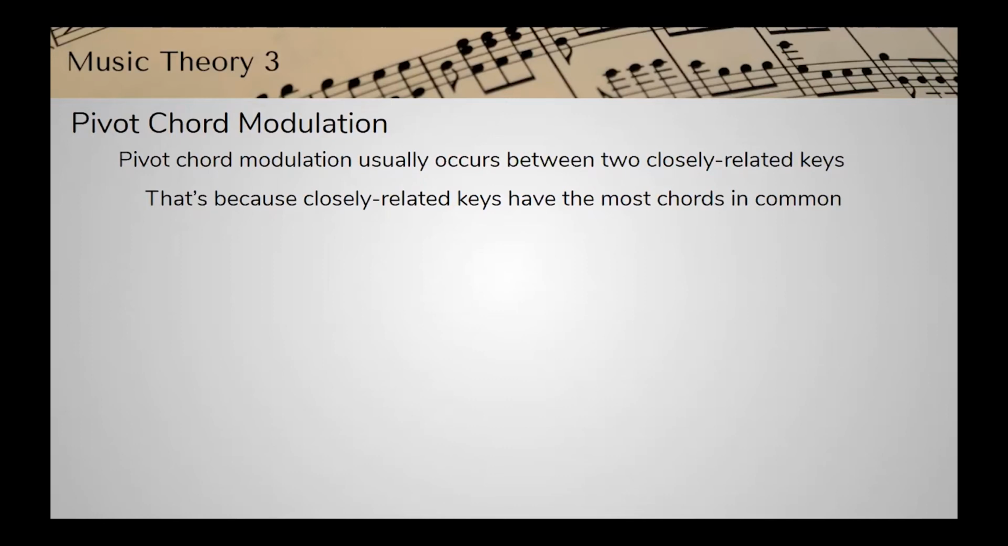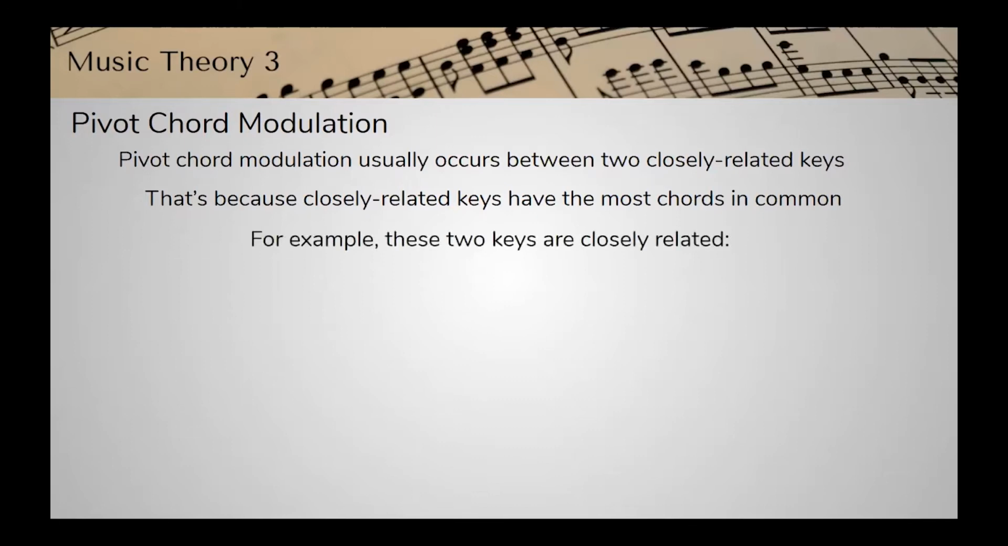So something like the key of C major is closely related to the key of G major, because C major has all white notes and G major has all white notes except for one note, which is an F sharp, right? A black note, F sharp. So those two keys have most of their notes in common, so we call them closely related.